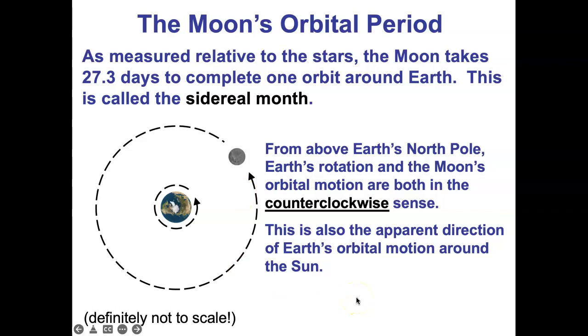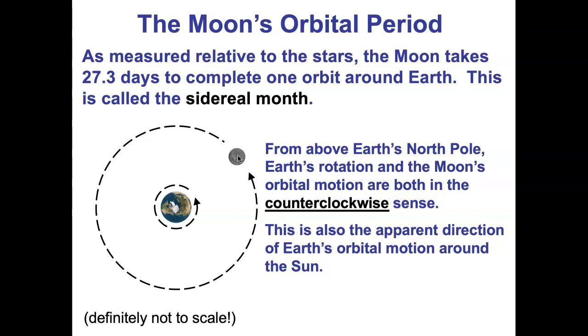We talked last time, when talking about the sun, about how the Earth orbits the sun counterclockwise. Here again, we're looking down at the Earth and the moon from north. The Earth also rotates counterclockwise, and the moon orbits the Earth counterclockwise. This is not a coincidence. The way that our solar system formed, at the very beginning, when our solar system started to form, everything was spinning counterclockwise.